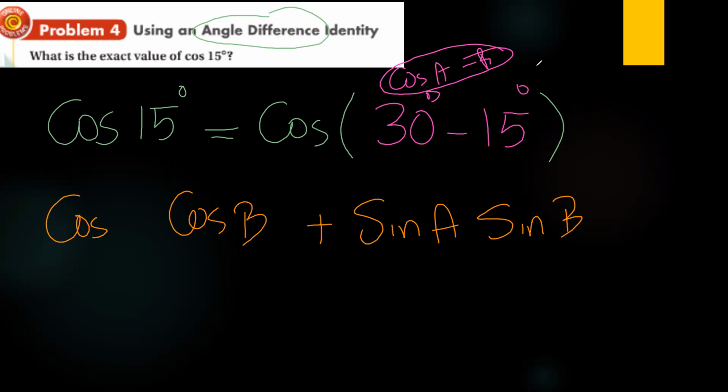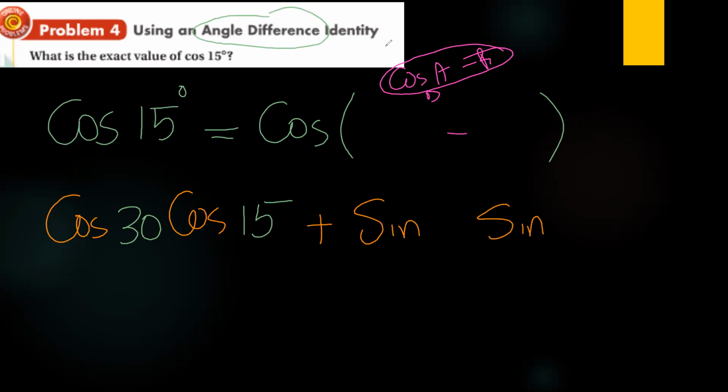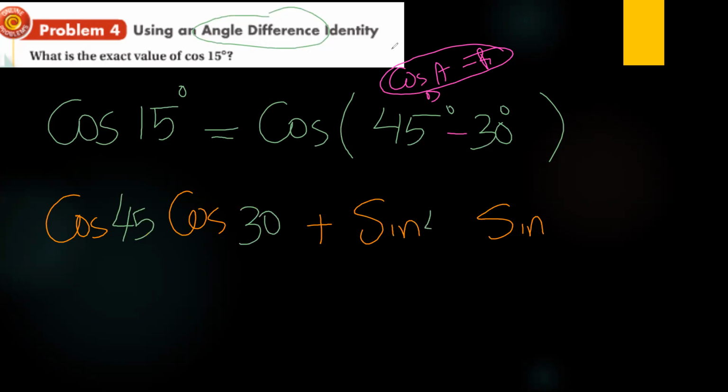Then you will write them like cosine of 30, cosine of 15... And what did I do here? I'm sorry. They are 45 minus 30. Sorry. Because I must search for two angles whose sine and cosine I know. So cosine of 45, cosine of 30, sine of 45, sine of 30.